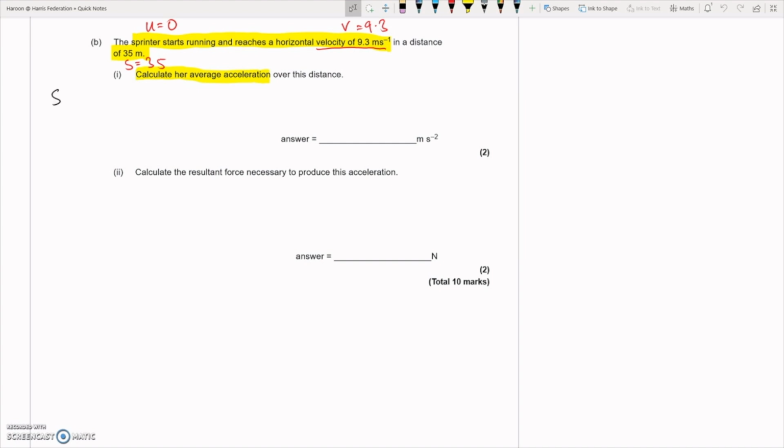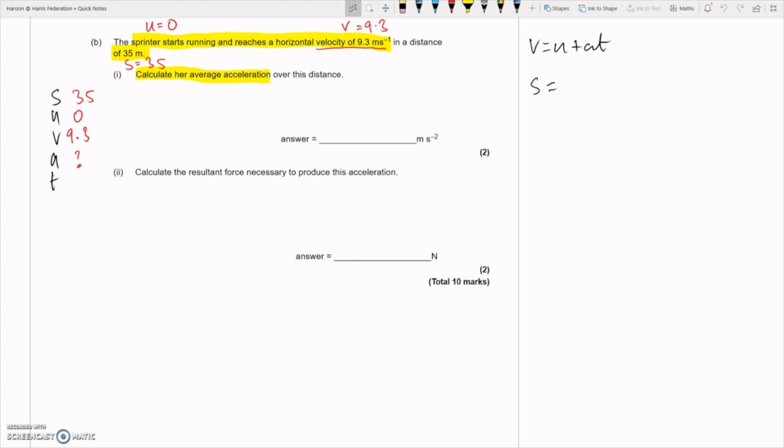The question is asking us to calculate her average acceleration over this distance. So I'll write down SUVAT vertically in this form and substitute all the information that I know. S is 35, U is 0, V is 9.3, and acceleration is what I want to work out. So here I have to use my SUVAT equations. What's the best one to use for these variables? I'll write down some of the SUVAT equations that we know. V is equal to U plus AT.